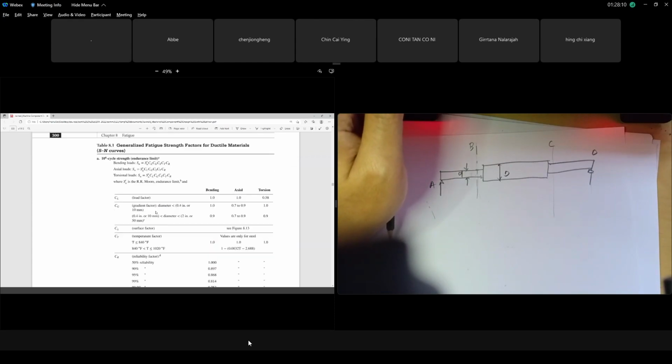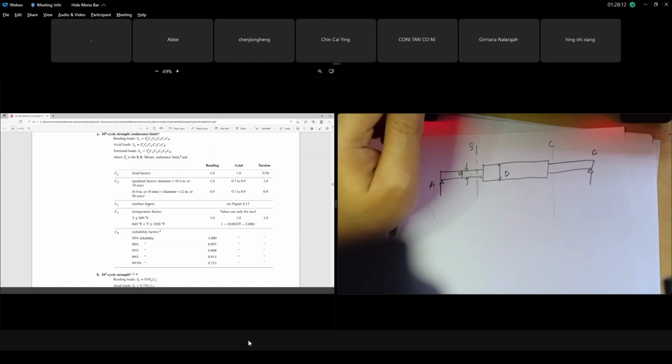Alright, be careful. Now the surface factor. For the surface factor, you don't use the table, because this table does not give you the value. See figure 8.13. This one you use the graph. Class, CS. Okay, which page? Figure 8.13.